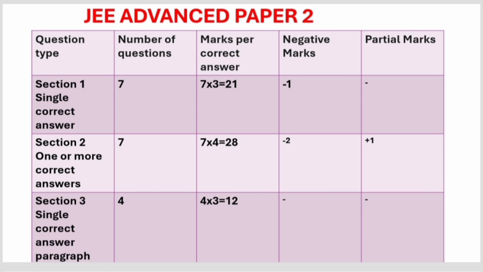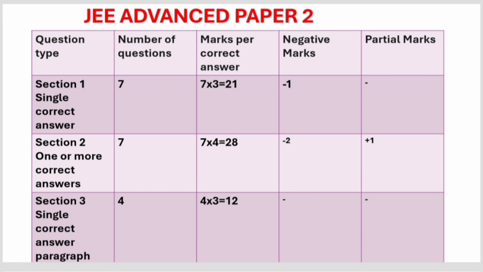Now next, section 3, 4 questions will be asked. 4 into 3, 12 marks. No negative marks and no partial marks. So total 61 marks. Okay. So 18 questions and 61 marks will be there. So paper 1 183, paper 2 183, total 306 marks will be there for JEE Advanced paper 2. I hope you understood the JEE Mains and JEE Advanced paper.